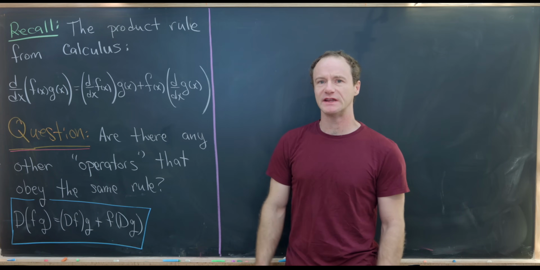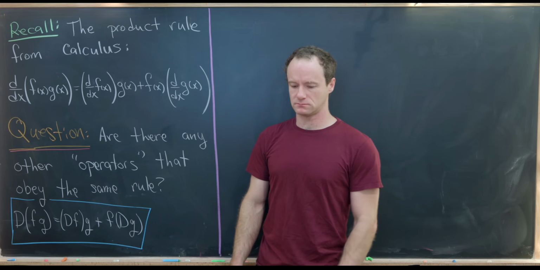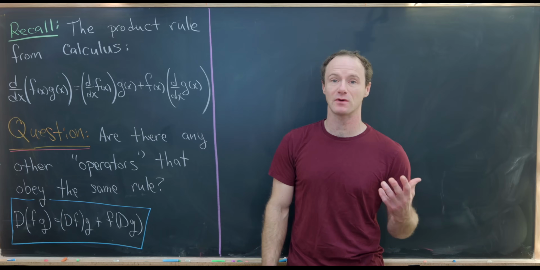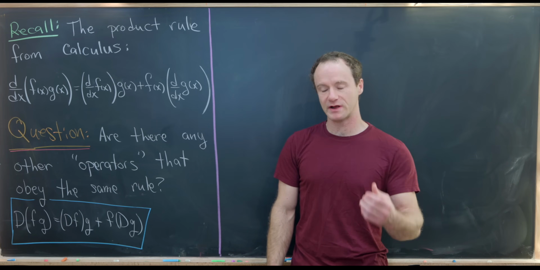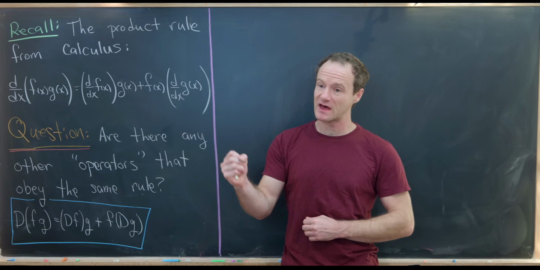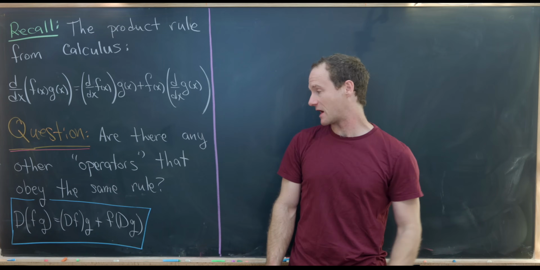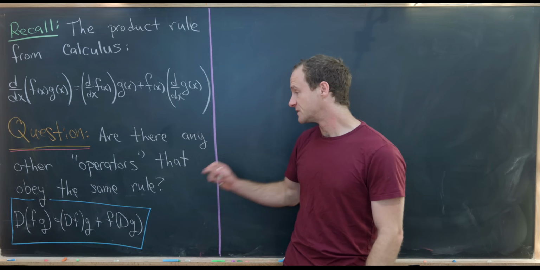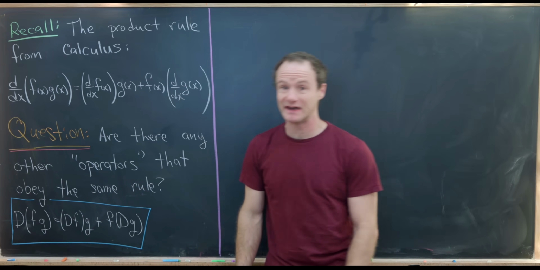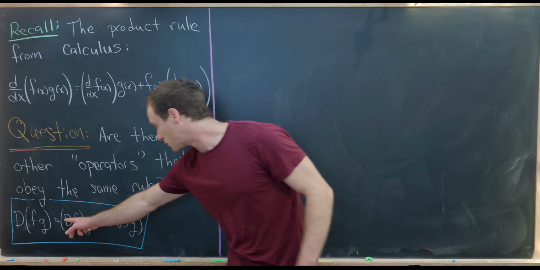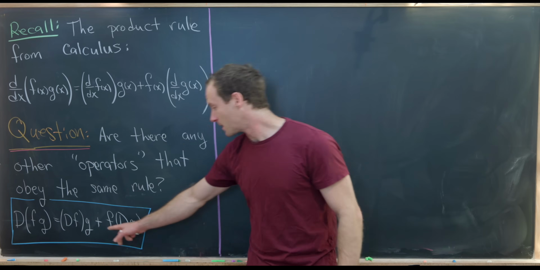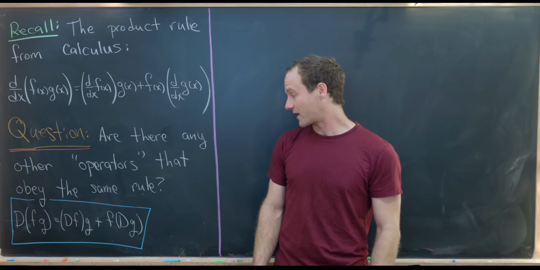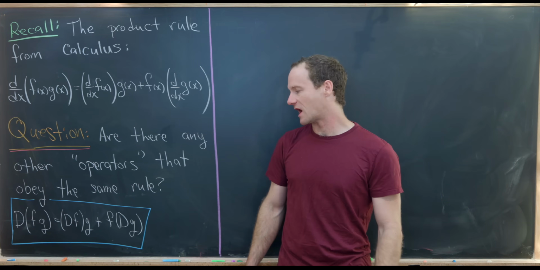And that really leads us to an interesting question: are there any other operators that obey the same rule? What I mean by operator is a map from some sort of mathematical structure to another mathematical structure that satisfies a product rule like this. So in other words, d evaluated at f times g is equal to df times g plus f times dg, where perhaps f and g are not functions, but some sort of other objects.